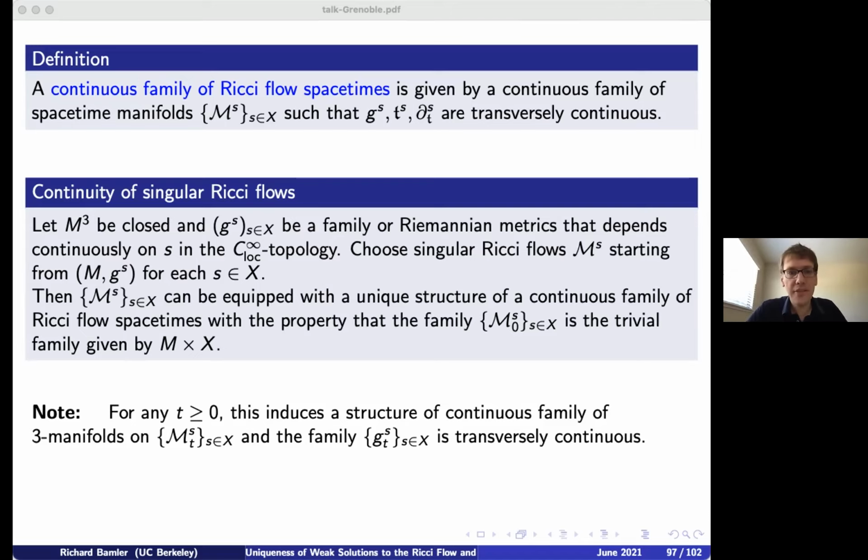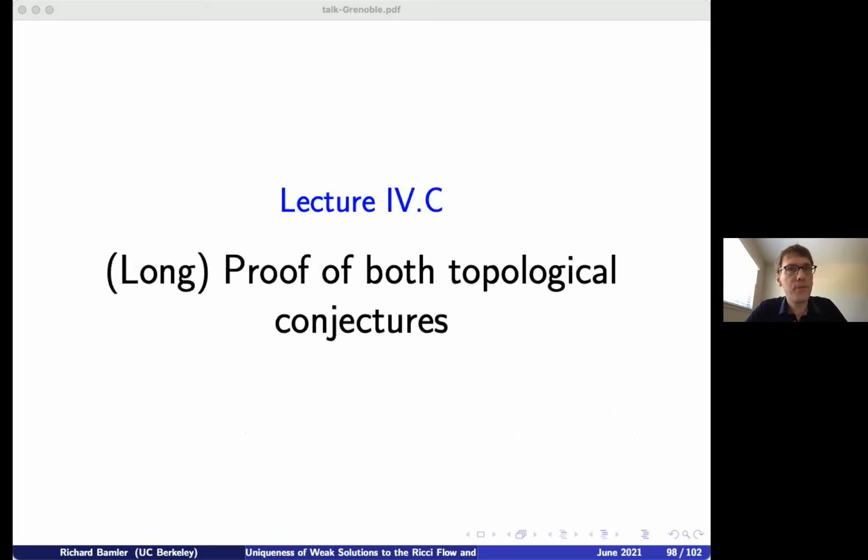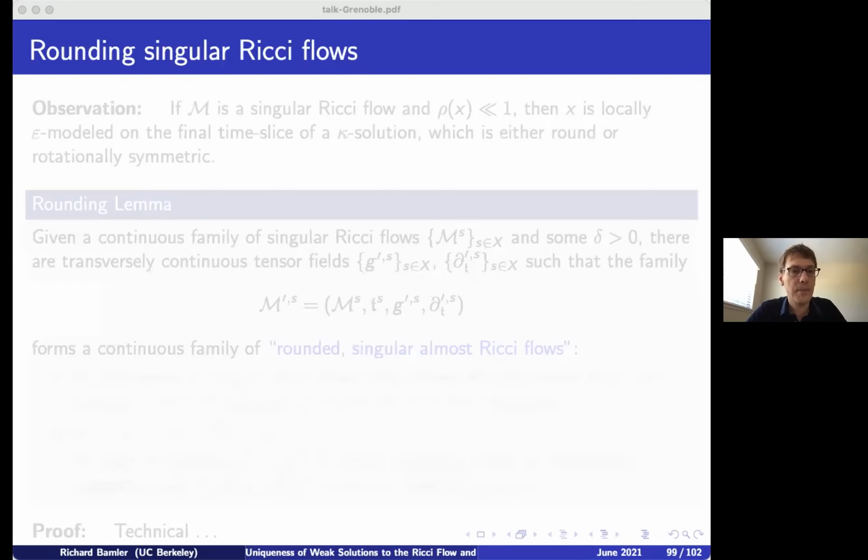Let's move to the last chapter. So in the last chapter, I want to prove both of these topological conjectures. And so before doing this, there's one annoying thing that we have to deal with, which I'll just use one brief slide to talk about. And this is called a rounding construction for singular Ricci flow.